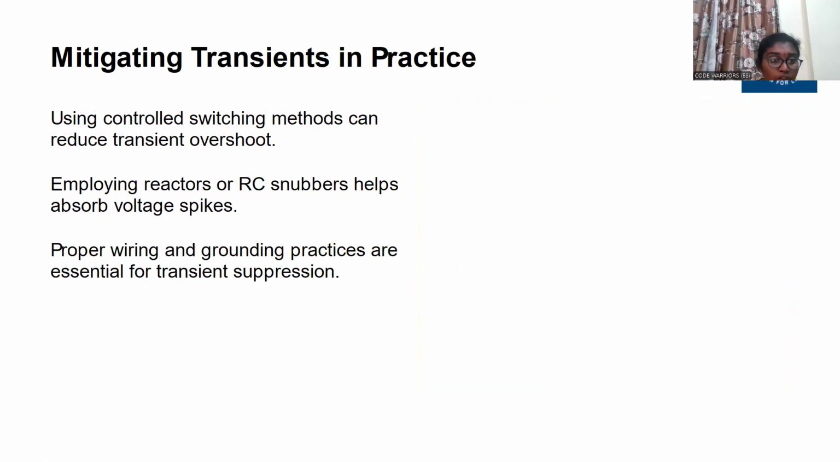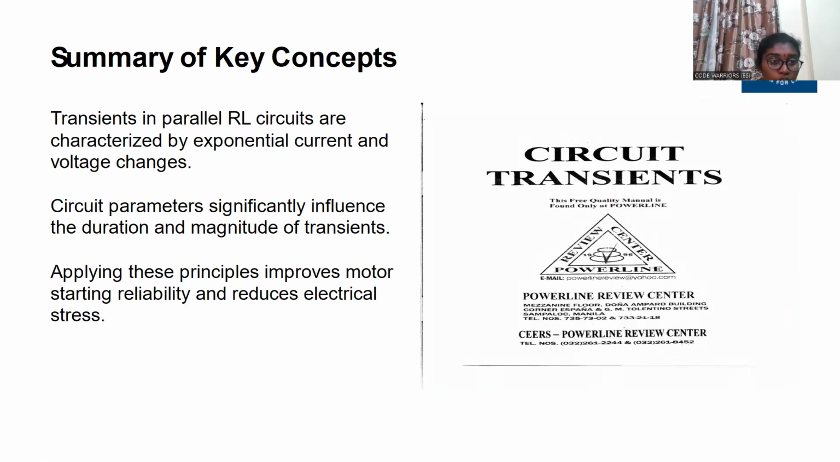Mitigating transients in practice. Using controlled switching methods can reduce transient overshoots. Employing reactors or RC snubbers helps absorb voltage spikes. Proper wiring and grounding practices are essential for transient suppression. Summary of key concepts: transients in parallel RL circuits are characterized by exponential current and voltage changes. Circuit parameters significantly influence the duration and magnitude of transients. Applying these principles improves motor starting reliability and reduces electrical stress.